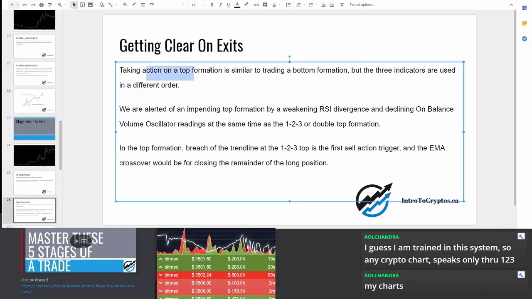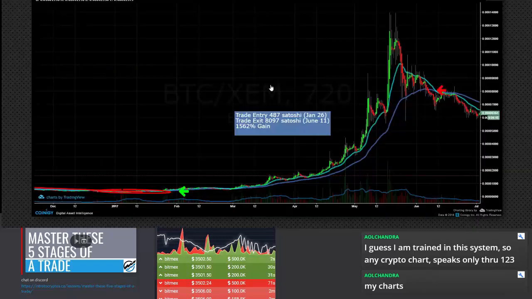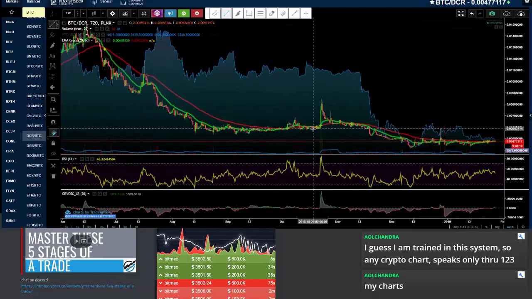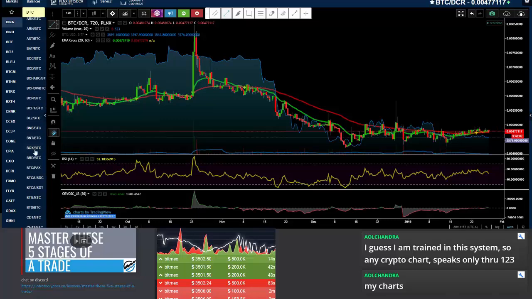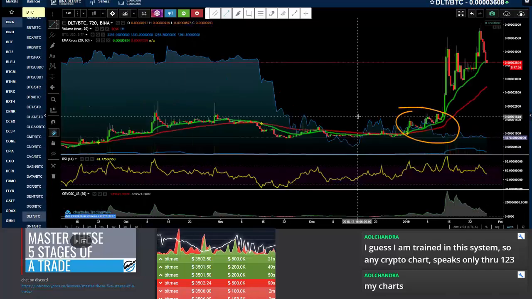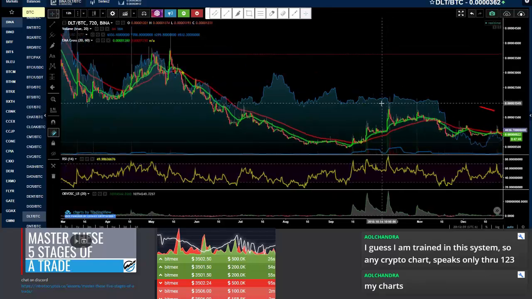So taking action on a top formation is similar to a bottom formation, but the 3 indicators are used in a different order. And I'm going to go to some live charts to show that, because now we have some bottom formations that are in place. I'll go to Binance and let's go to DLT, where we have the trade set up.